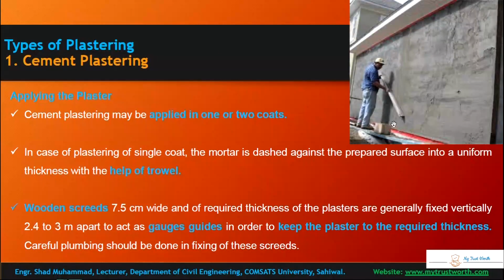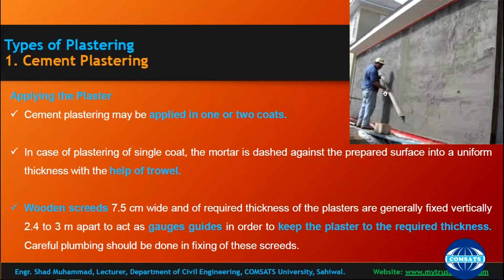Applying the plaster, how you need to apply the plaster. Cement plaster may be applied in 1 or 2 coats. That depends on the demand of the structure and demand of the client, that 1 coat or 2 coats or 3 coats need to be applied. 2 coats means layers, 1 layer or 2 layers or 3 layers. You must be aware that first layer is thickest layer, second layer is thinner, and third layer is more thinner. In case of plastering of single coat, mortar is dashed against the prepared surface into uniform thickness with the help of trowel. With the help of trowel, plaster is applied on the surface having uniform thickness.